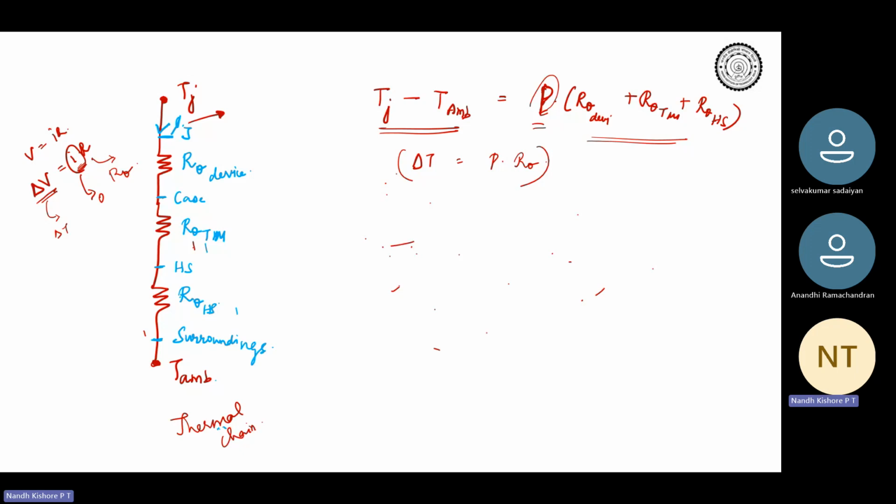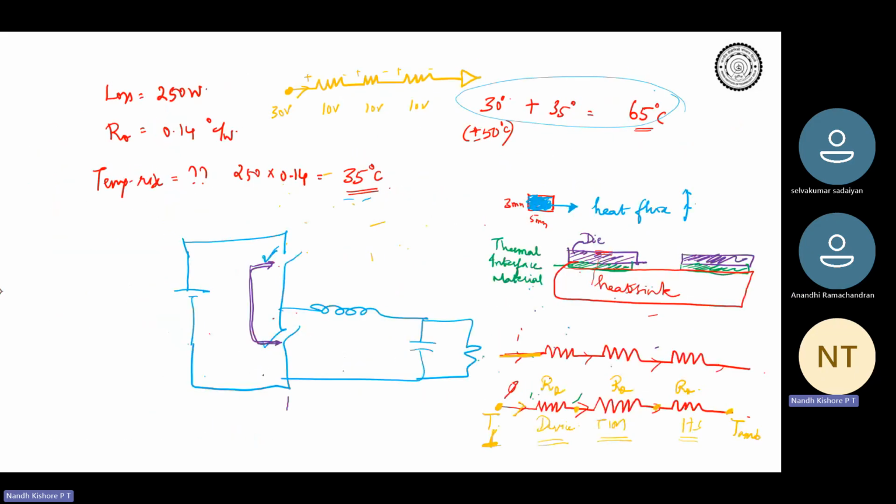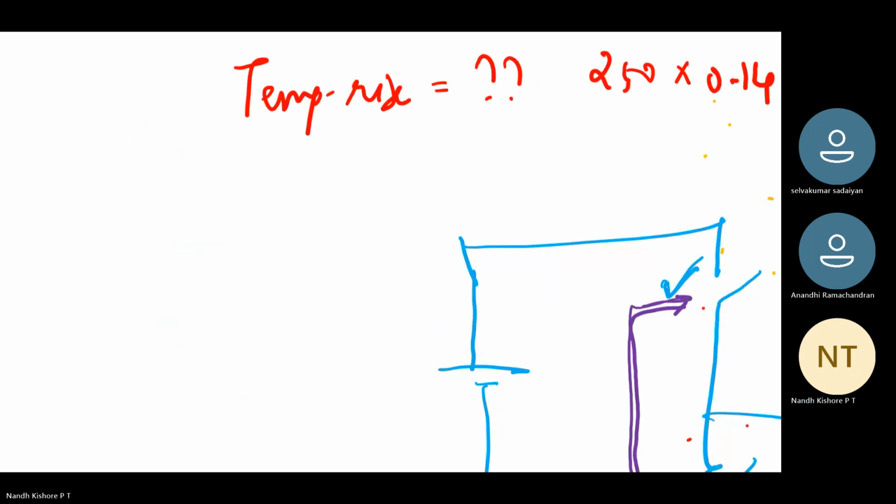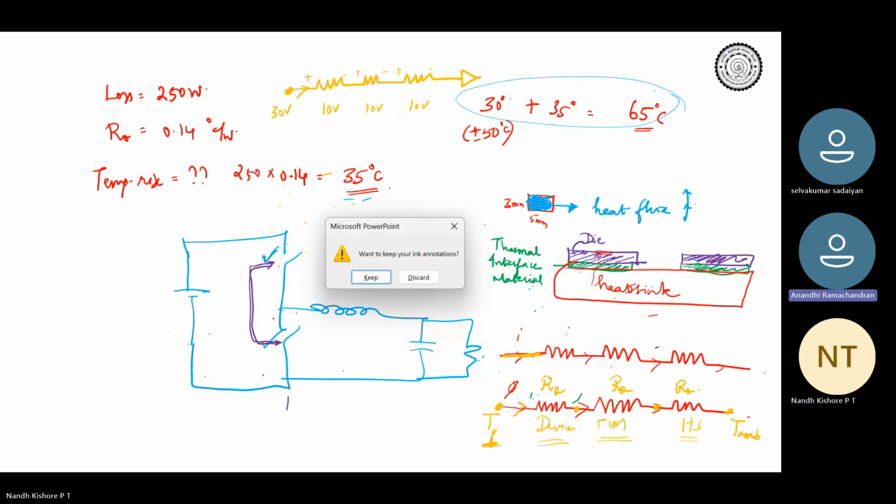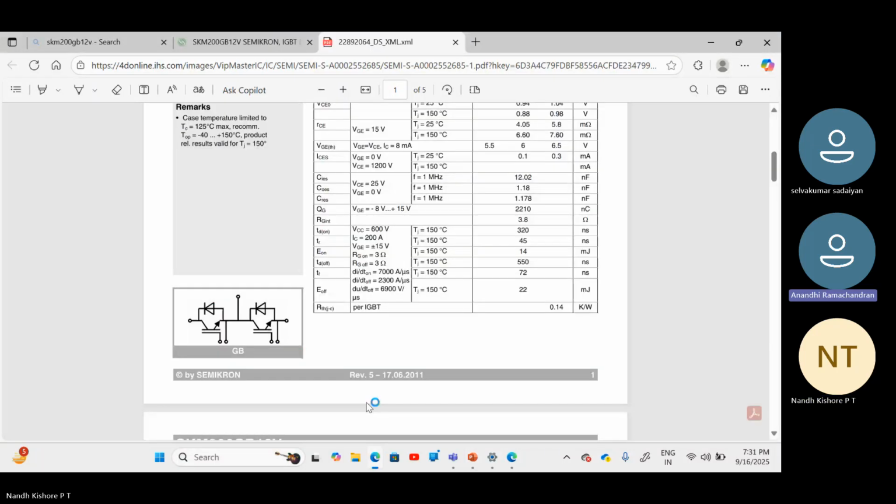So you started from the junction, R theta device. We call R theta device in short form junction to case. Okay. R theta junction to case. We are from the junction, and the heat flux flows through the outer body of the device, or the casing of the device. So R theta JC, or R theta junction to case. Now the point is this particular R theta device is given in the data sheet. This is what is given as 0.14 degree per watt.